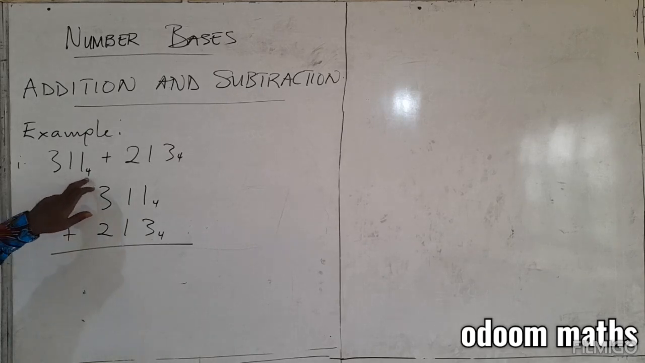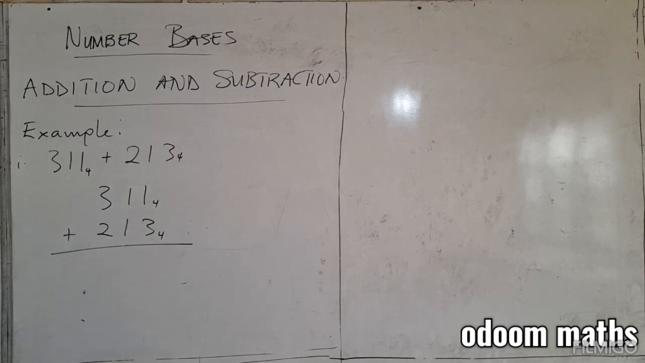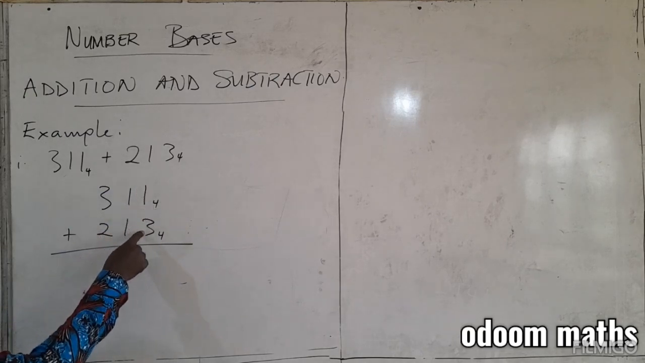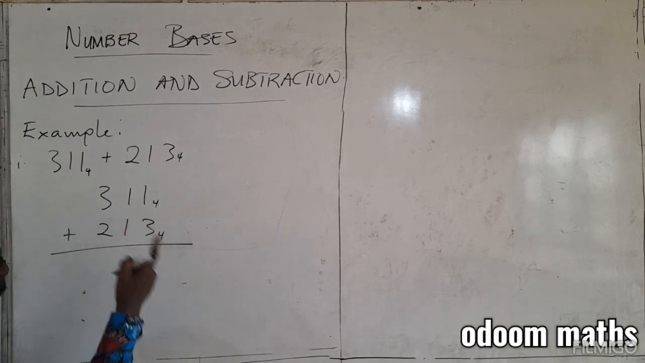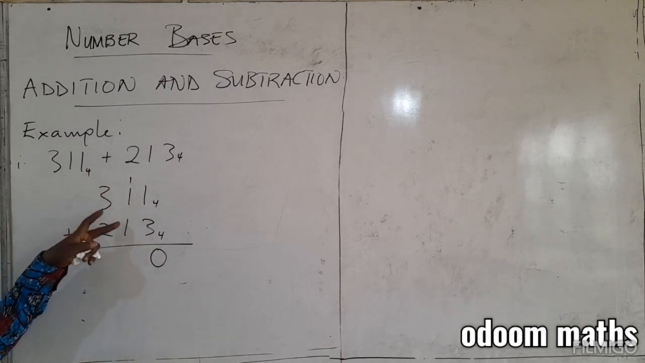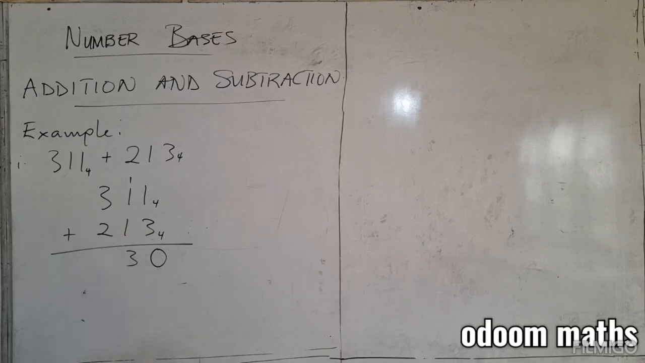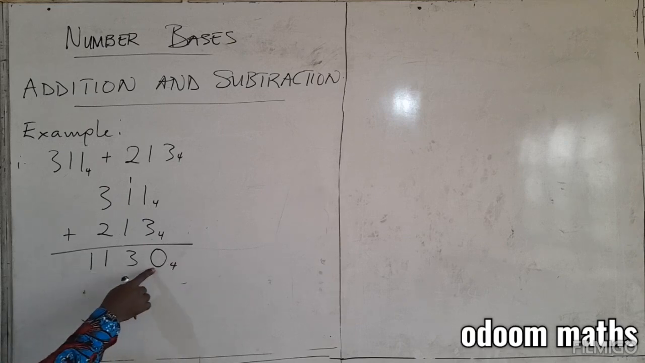Now let's look at this simple example. We have to add 311 base 4 plus 213 base 4. Okay, now we add. So 1 plus 3 naturally is 4. But since we are dealing in base 4, when you get to 4, it is 1, 0. But we don't write 1, 0 here. We write 0 carry 1. Then 1 plus 1 plus 1 is 3. Then 3 plus 2 naturally is 5. But since we are working in base 4, it is no more 5, but rather 1, 1. So the answer is 1130 base 4.